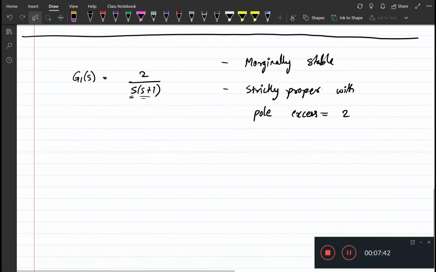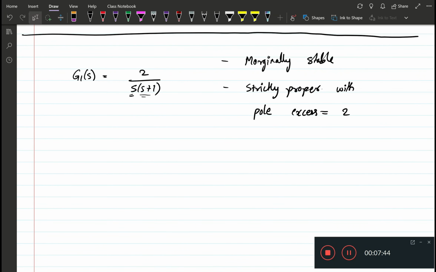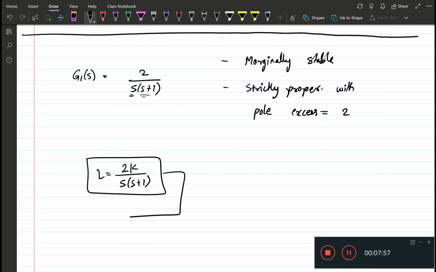And now let's investigate what happens to this transfer function in the feedback loop. So now we consider the feedback loop 2K over s times (s plus 1), that's our L now, in negative feedback from R.